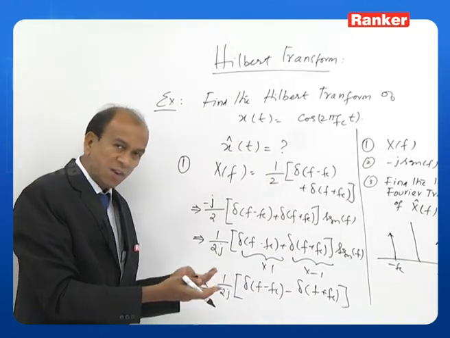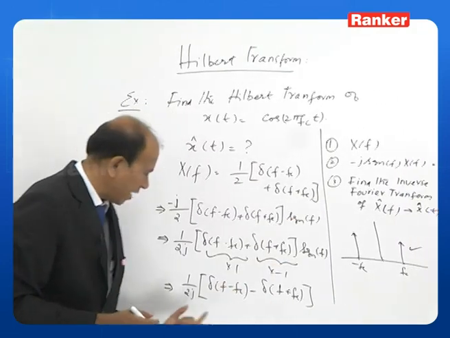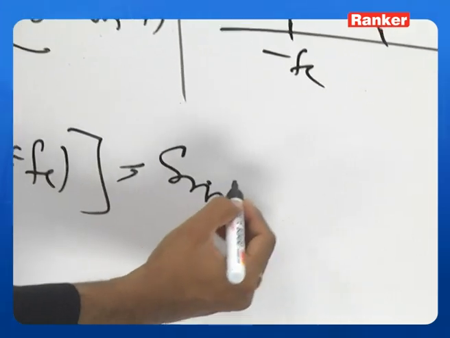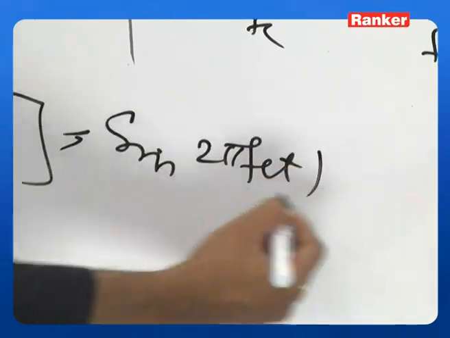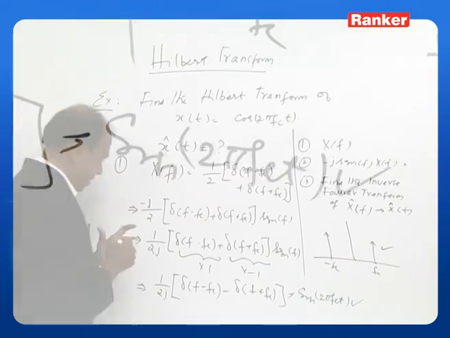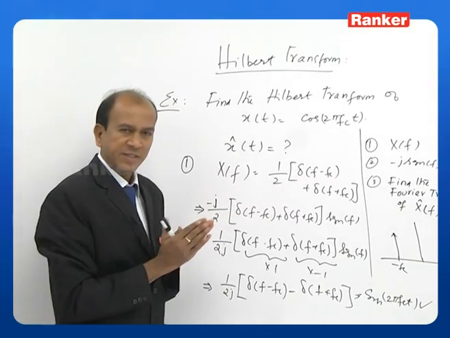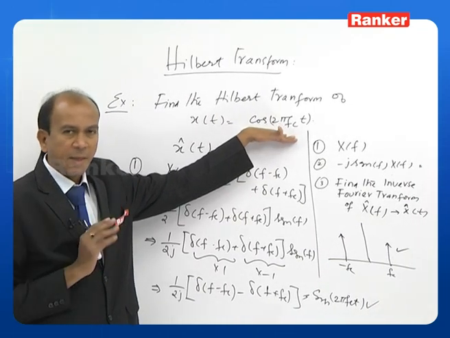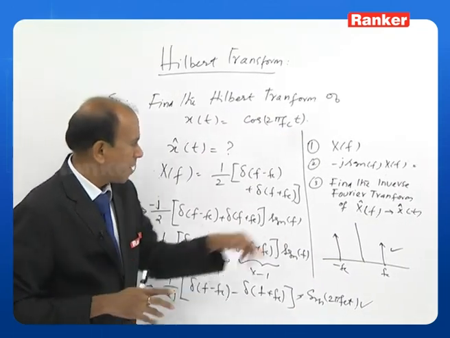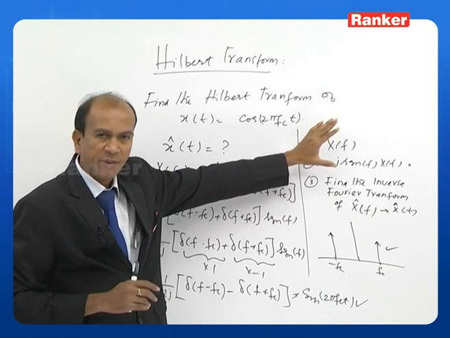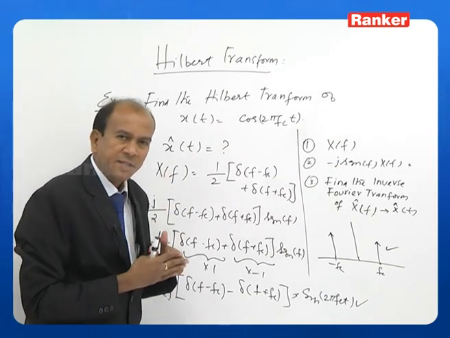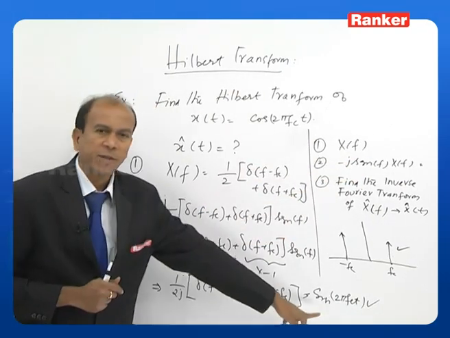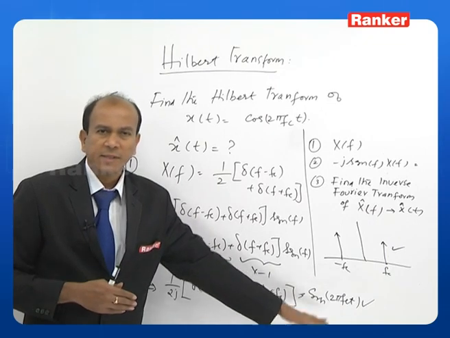Now, when I take the inverse Fourier transform, that is this step, this is nothing but equal to sine 2 pi fct. Let me revise this a little. We have cos 2 pi fct, that is the given signal. Then we identify 3 steps in solving this. The first step is calculate the Fourier transform of x of t, then multiply by minus j signum of f x of f, then use the third formula. When I do all this, I will get sine 2 pi fct. So, this is the answer.